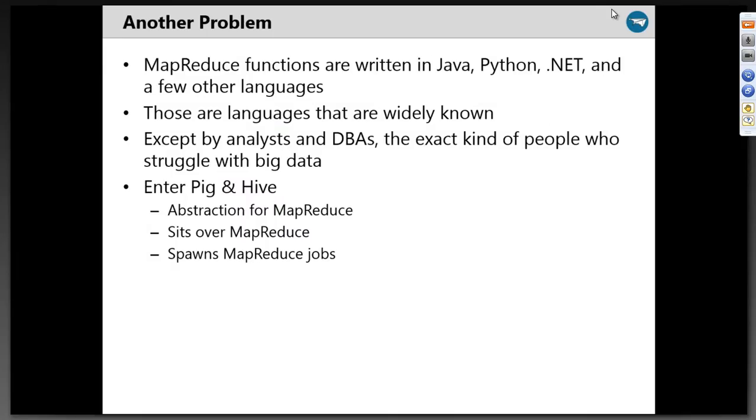So there's another problem, and that is that MapReduce functions are written in Java or Python or .NET and a few other languages, and those languages are widely known. If you're a developer, you probably know one of those languages. But the main problem is that analysts and DBAs, the exact people who struggle with big data, are the exact same people that don't know Java or Python. But they do know SQL. They do know how to interact with SQL Server or Oracle or whatever their native SQL language is, or Postgres. And so we have abstractions for MapReduce. We have many of them.